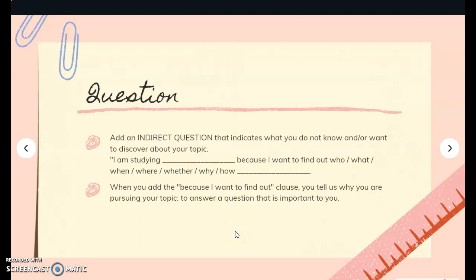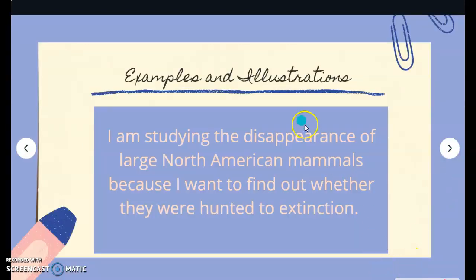When you add that because I want to find out clause, you're telling us something really important. You're telling us what is that question that is so important to you that you want to answer in this project. So it's not just that you're studying the disappearance of large North American mammals. You're doing it because you want to find out whether they were hunted to extinction.